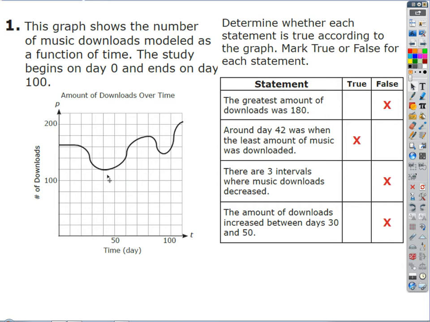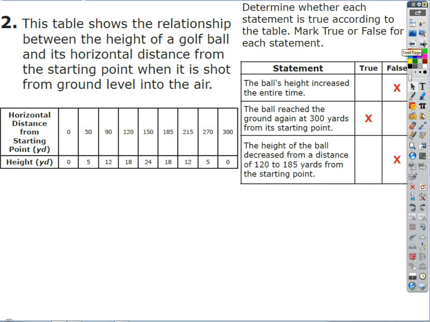There are 3 intervals where music downloads decreased. Let's see, 1, 2. I see. So that's false. The amount of downloads increased between days 30 and 50. No, it didn't. So that's false also. Okay, makes sense? You're just interpreting a graph. You can do this. This is going to be your x variable and that's your y variable. Think about it in terms of a graph. Think about where each of these points would be on a graph and answer the questions.